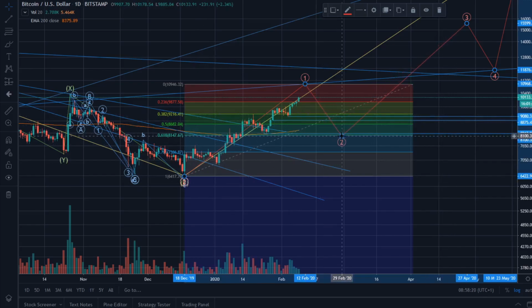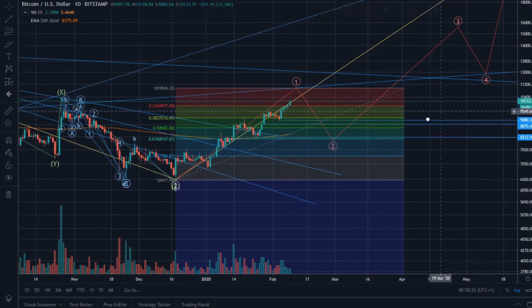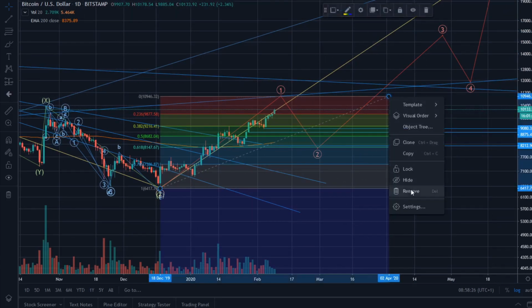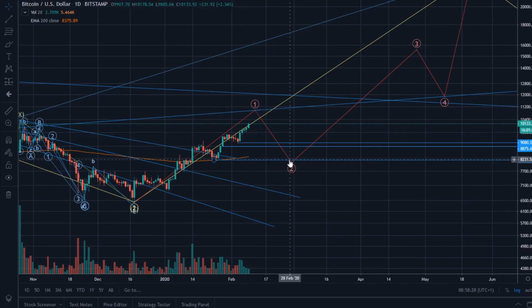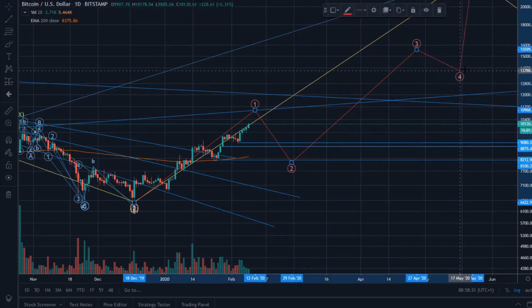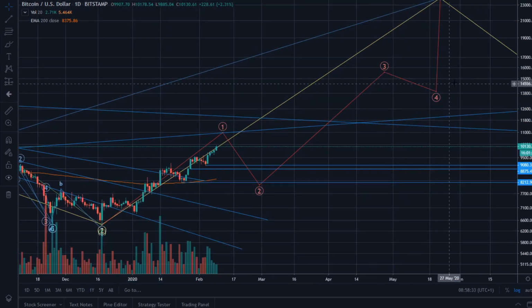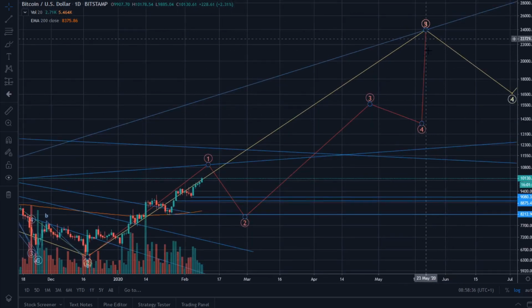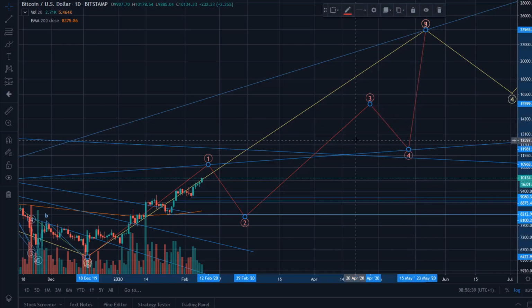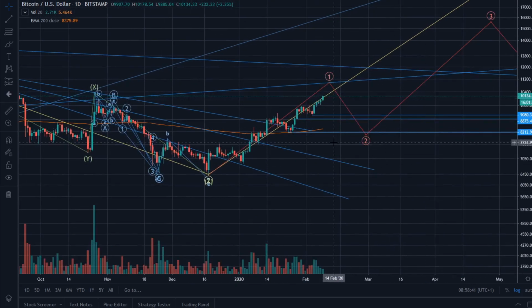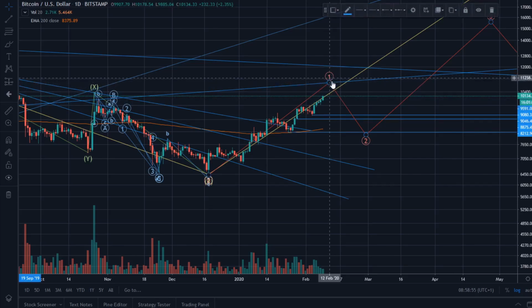But wave 2s like to be sharp and deep, so that's usually the case. We have those wave 2s that correct very intensively, and wave 4s that tend to go rather sideways before going into this final move, wave 5. So we will see about this. But as I said, in my opinion, the primary target is at around $11,000, $10,900 to $11,000, depending on which day Bitcoin hits this and if we get an overshoot or not. But this is my primary target.